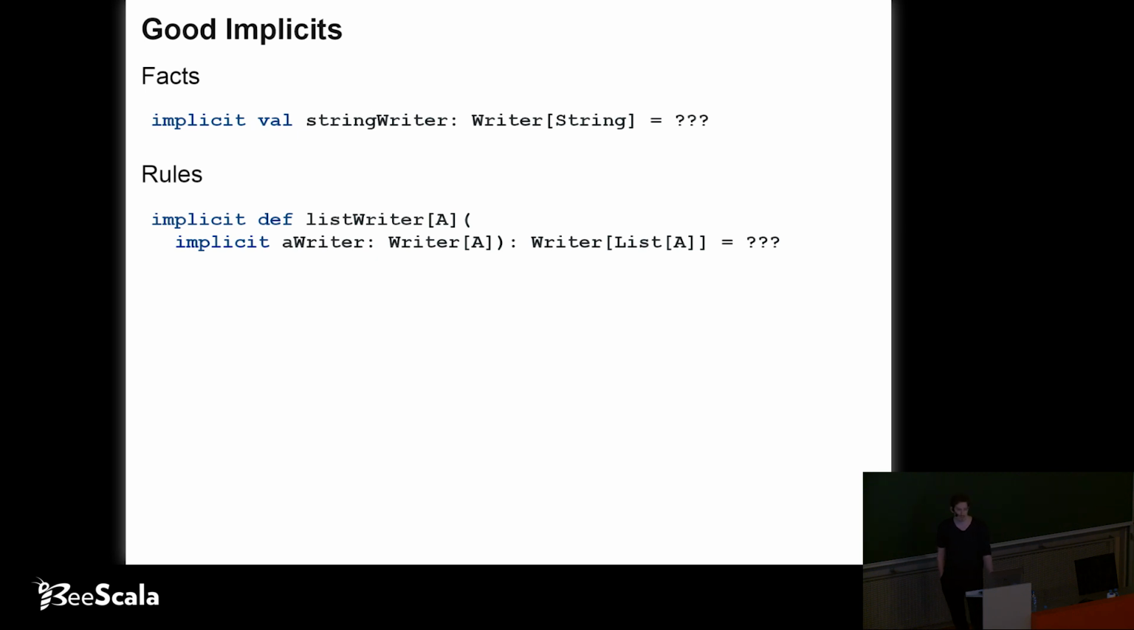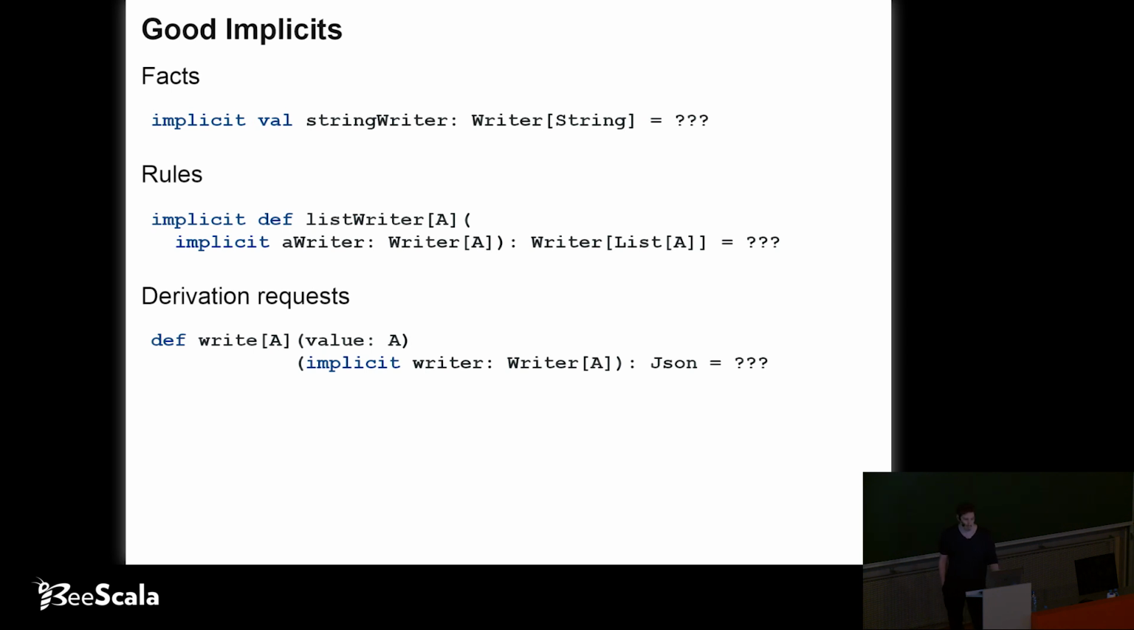And to actually use this in our code, we have a derivation request. When we mark an argument as implicit, we're actually asking the compiler to produce a value for us. The compiler will use all the rules and facts that it knows and combine them together to produce a value for us. So for example, if you write a list of strings, it will produce the correct writer for us. It managed to combine the known rules and facts into a new value for us.